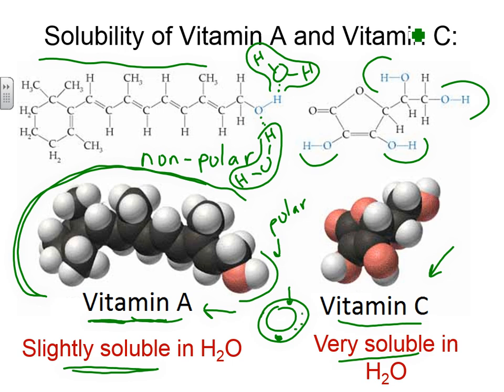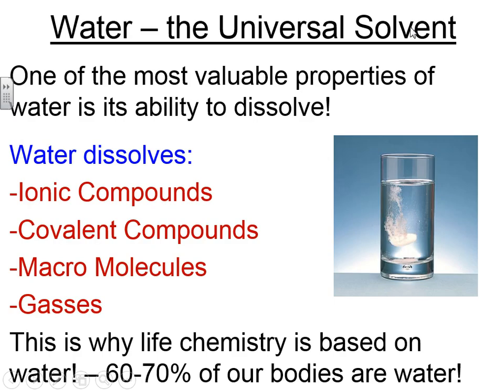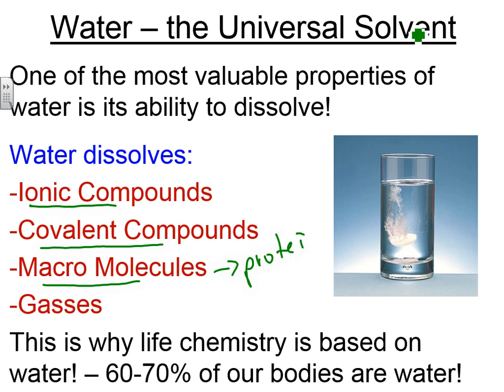Alright, so let's end up talking about water, which is called the universal solvent. Water is beautiful in its ability to dissolve. One of its most valuable properties is actually this ability to dissolve. It dissolves many things. It can dissolve many ionic compounds, many covalent compounds, sugar, ethanol. It can dissolve macromolecules. Vitamin A and vitamin C are technically not yet macromolecules. Macromolecules would be things like proteins in the body, and even DNA. And it can also dissolve gases.